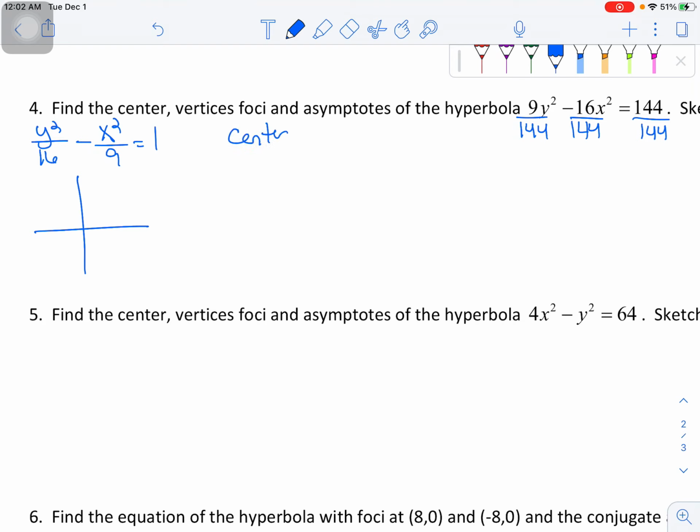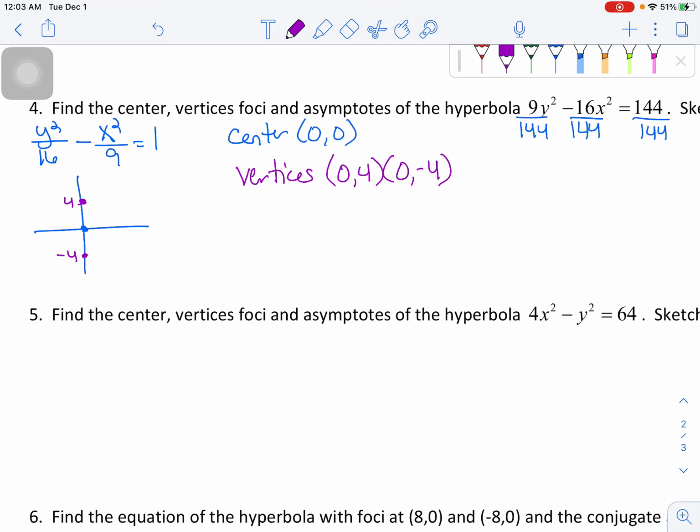All right, so center, we're making these pretty nice and easy. At least I hope you think that. Center 0, 0. So if I look, then my transverse axis is going to be along the y-axis. And I'm going to count 4 up and down. So here's 4. Here's negative 4. So that tells me that my vertices are going to be 0, 4, and 0, negative 4. And that's going to curve up, and that part's going to curve down.